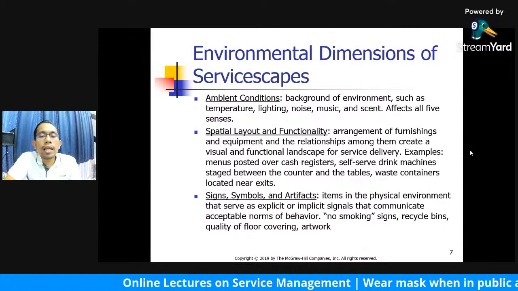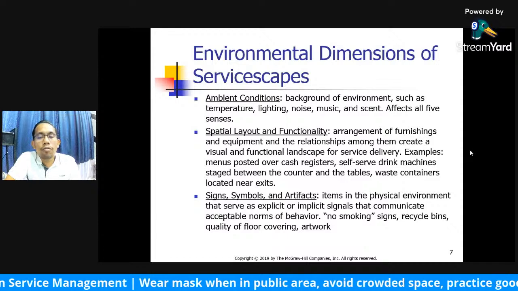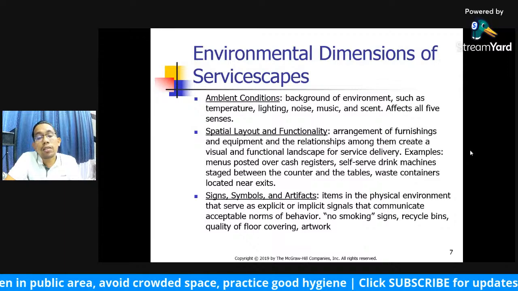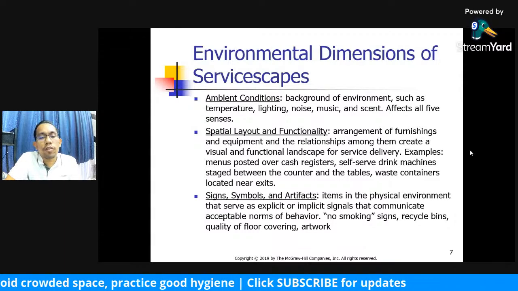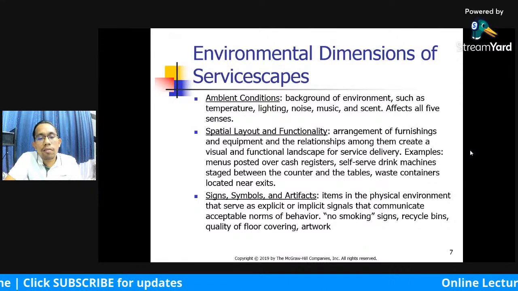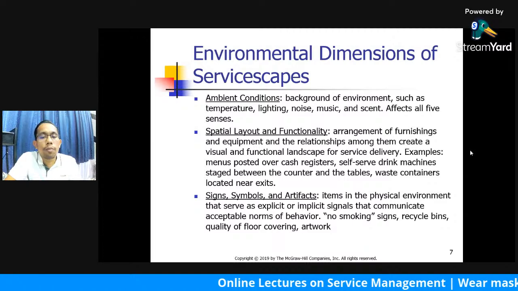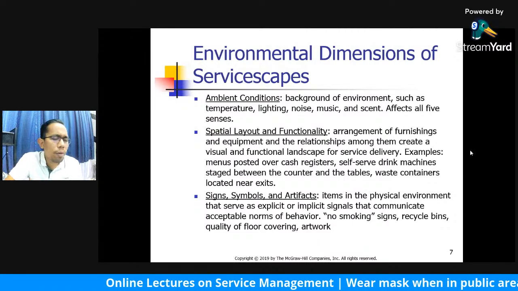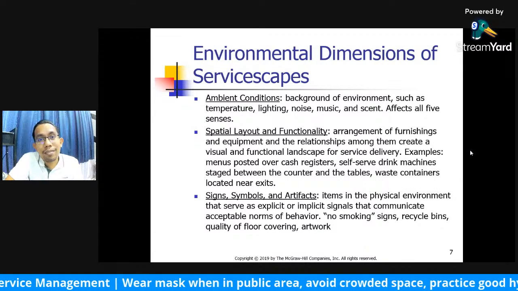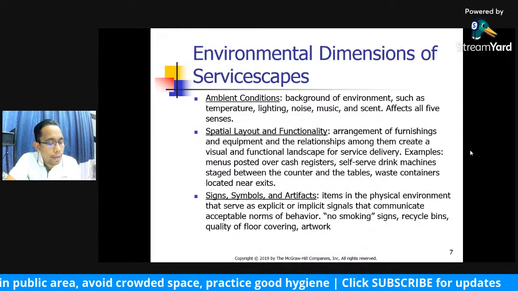We think it's very simple, but we should realize that it can also affect how our customer sees our brand. It's a very important thing that we must know. Signs and items in the physical environment serve as specific cues that communicate acceptable norms of behavior.